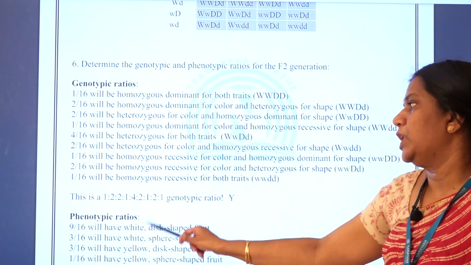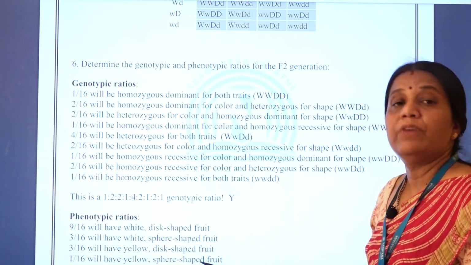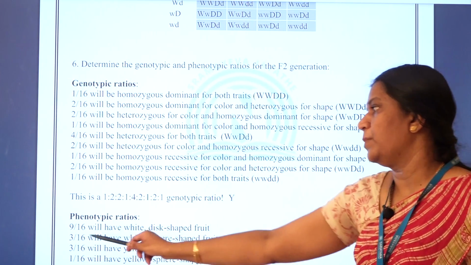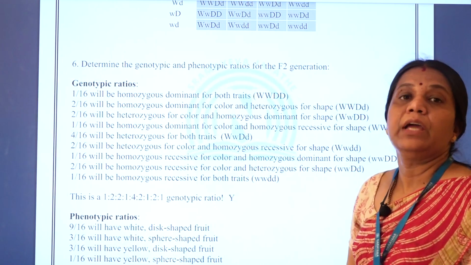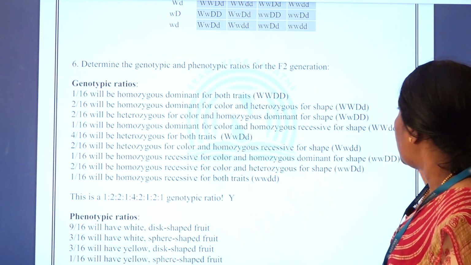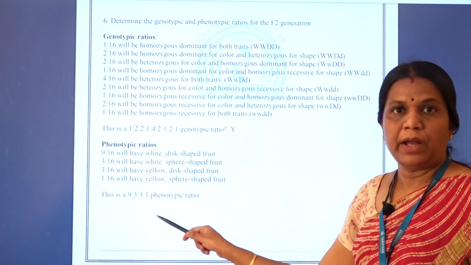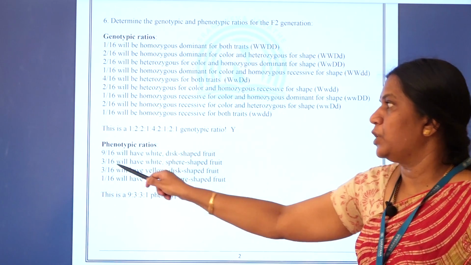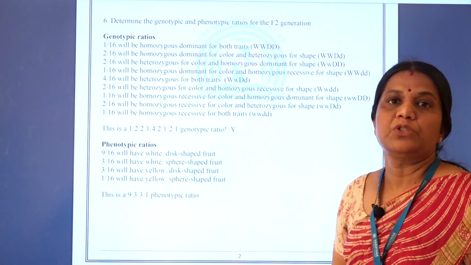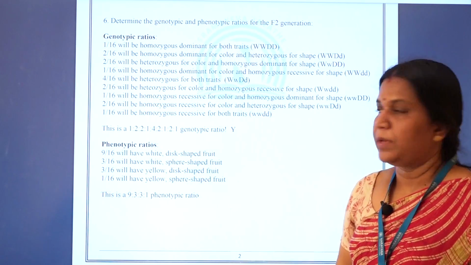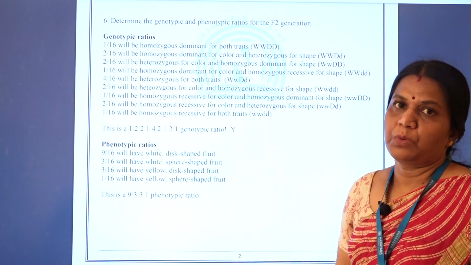9/16 will have white disc-shaped fruit, which is a parental combination, and 1/16 will have yellow sphere-shaped fruit, which is also a parental combination. 3/16 will have white sphere-shaped fruit and 3/16 will have yellow disc-shaped fruit; these two are the new combinations. So this is a 9:3:3:1 phenotypic ratio. The 9 is made up of 1:2:2:4 genotypically. So 9:3:3:1 is the phenotypic ratio, and 1:2:2:1:4:2:1:2:1 is the genotypic ratio.